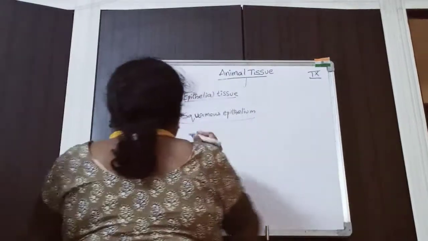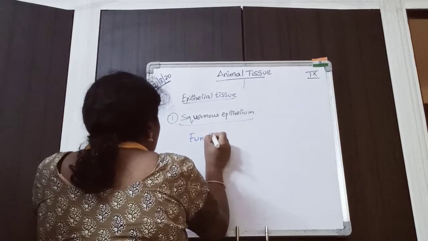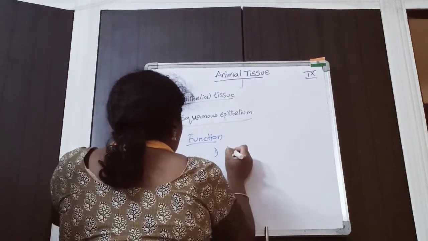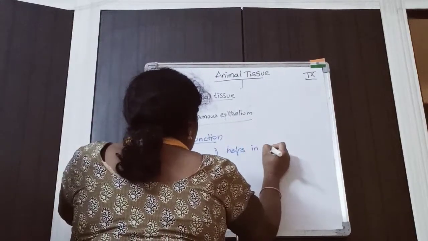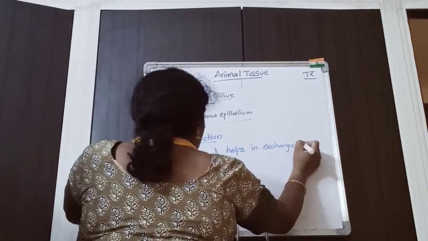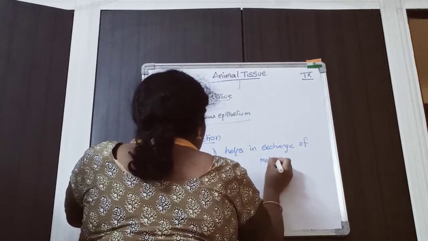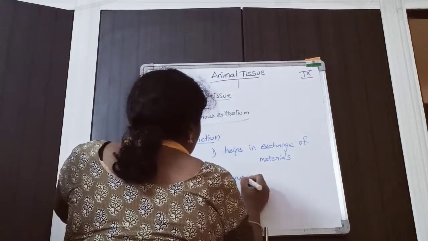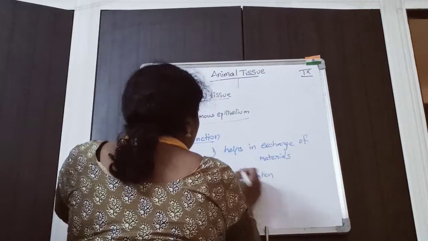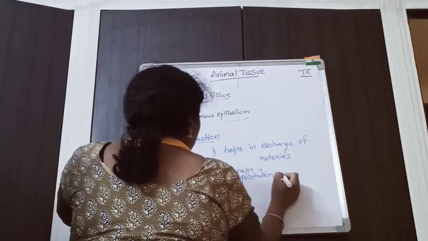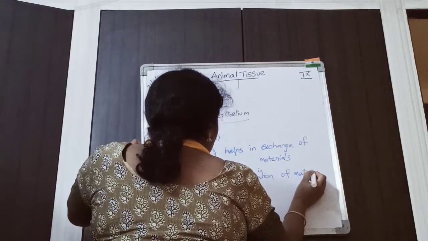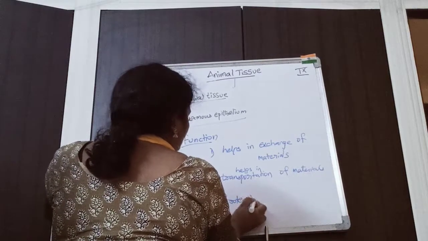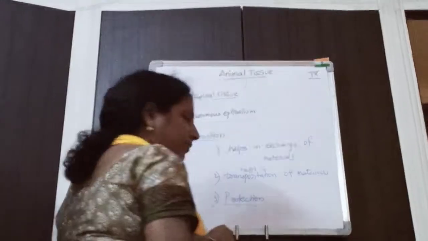Exchange of materials. So the function is exchange, helps in exchange of materials. Next, transportation, helps in transportation of materials. And the third function is definitely protection. So all epithelial tissue will be protected.